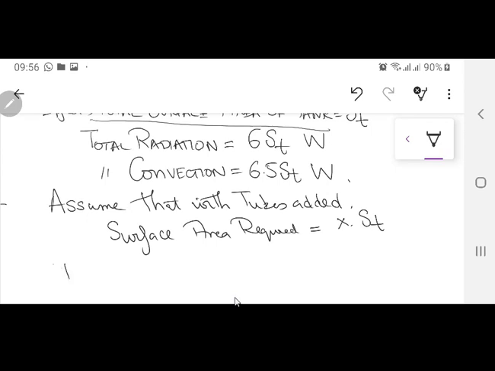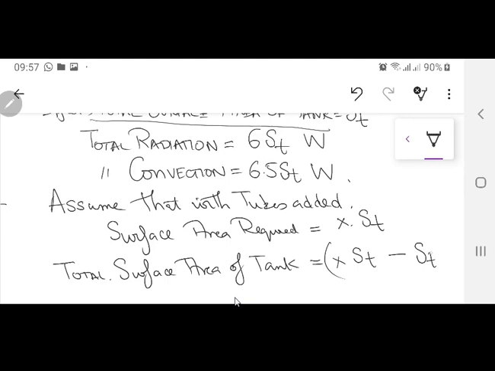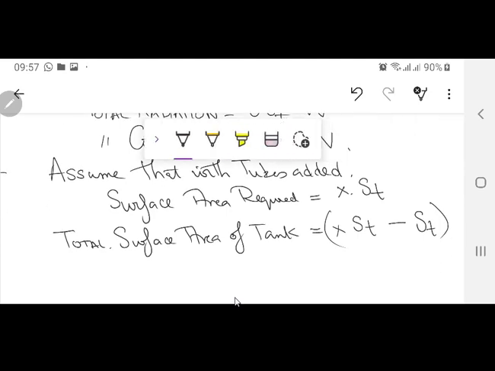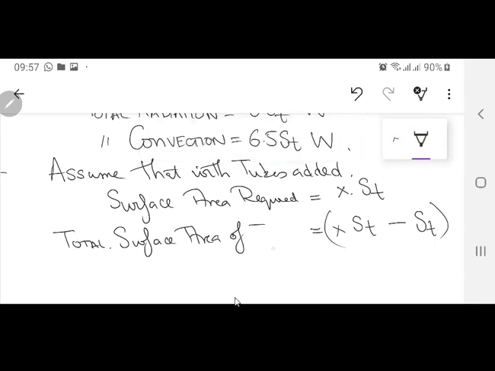So the total surface area of the tank is equal to x times ST minus ST. Whose surface area is this? Oh yes, this is tubes actually, not tank. I made a mistake here. This is tubes: x of ST minus ST.